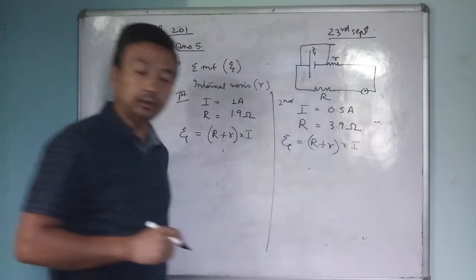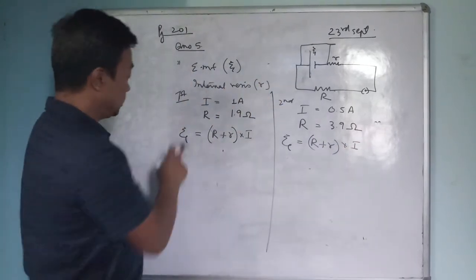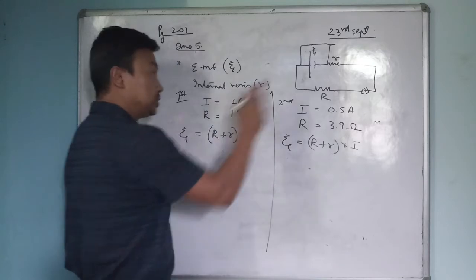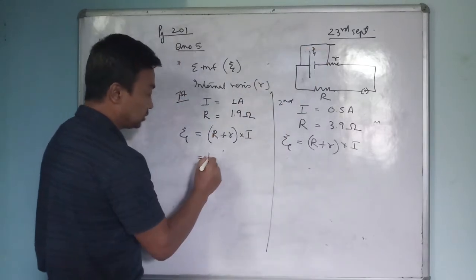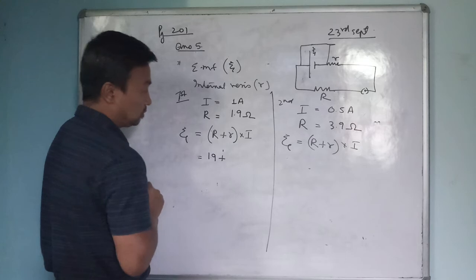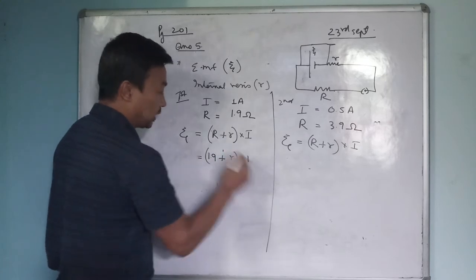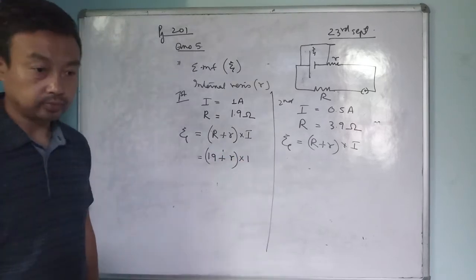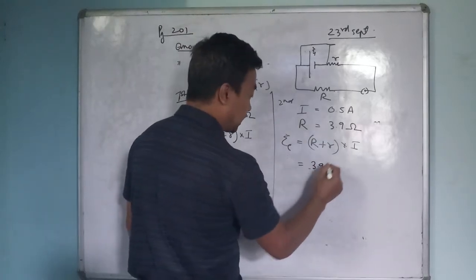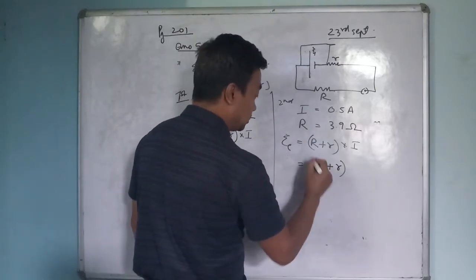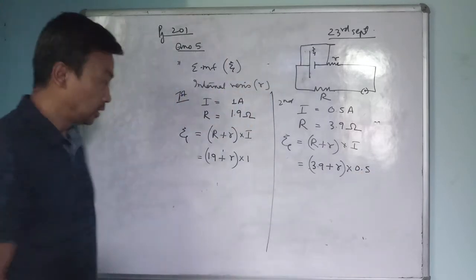Okay, so now you substitute the value, because the EMF will be the same for both the cells. So what is the external resistance? 1.9 plus R, we do not know, yes or no, and the current is 1. Then here also the external resistance is 3.9 plus the internal resistance, which we do not know, and the current is 0.5.